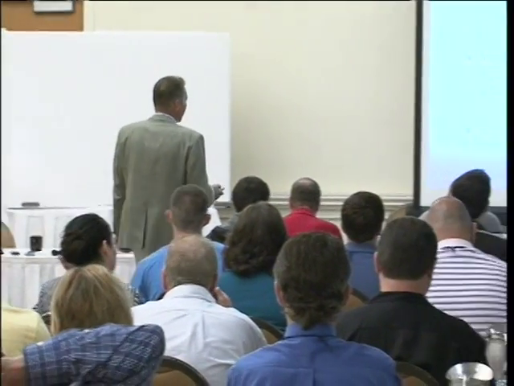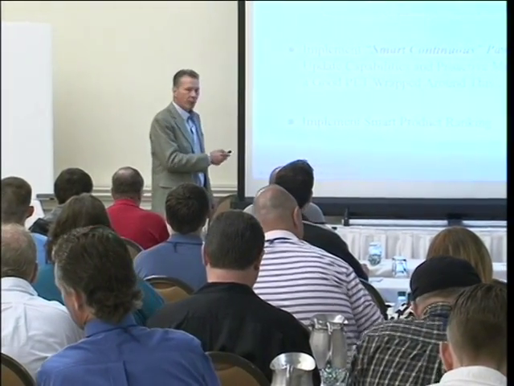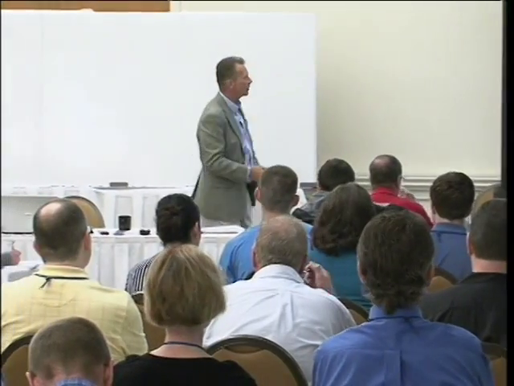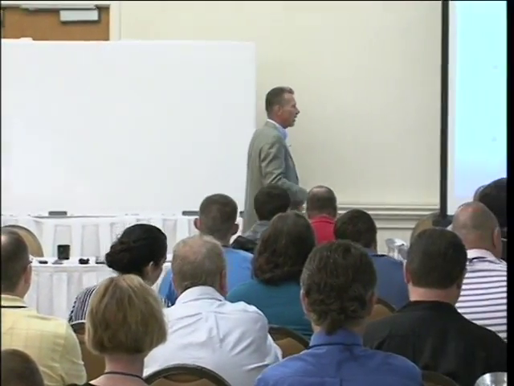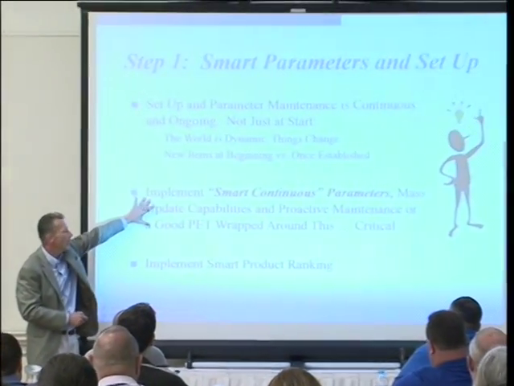So again, the world's dynamic, things change. New items at beginning versus once established. There's parameters in it that says, how do you want to treat new items versus once it gets history established, how do you want to treat it? And again, implement the smart continuous parameters, all right? And that's the only thing I really need to talk about. Your parameters should be dynamic and your systems allow you to do that.